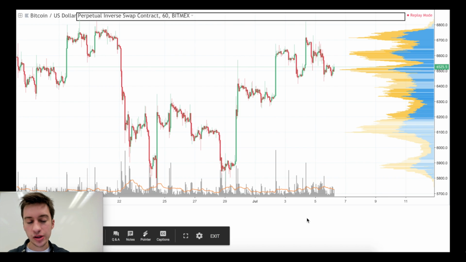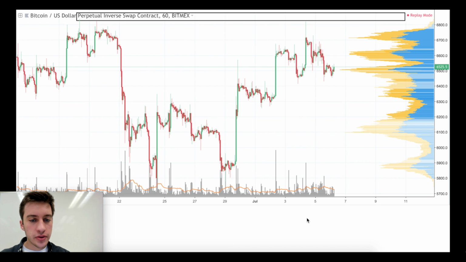All right, so now let's take a look at XBT USD, BitMEX. This is the 1 hour over a period of about a month. What we're looking at here is a series of HVNs, but where do we see a very large lack of volume occurring? This is a similar pattern to what we've looked at in the past, so that will be a hint.